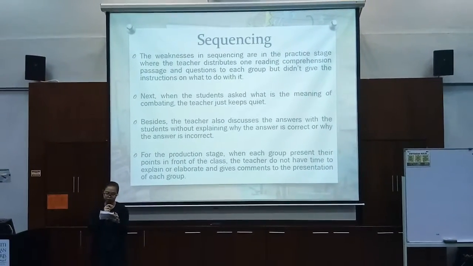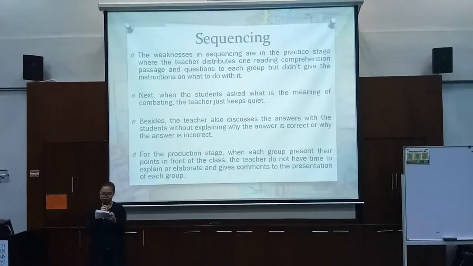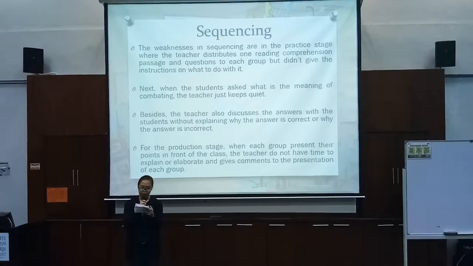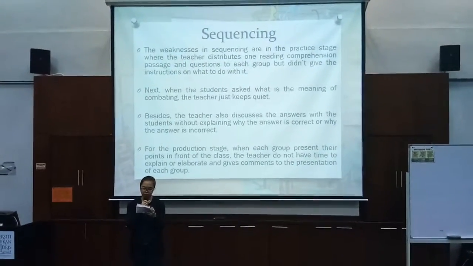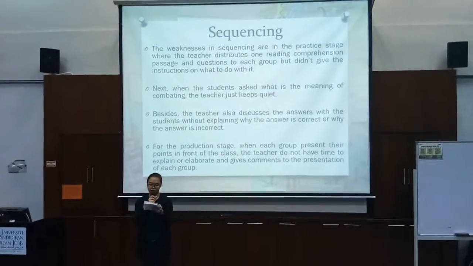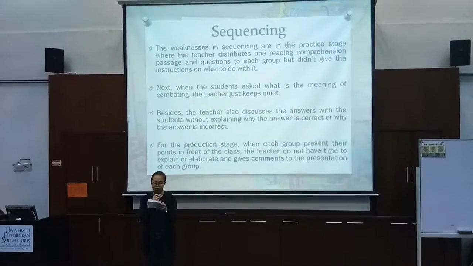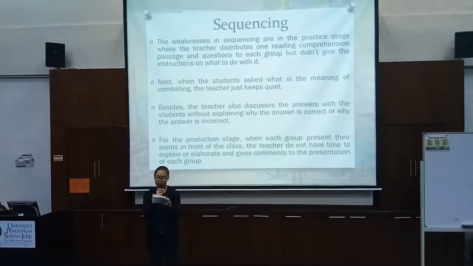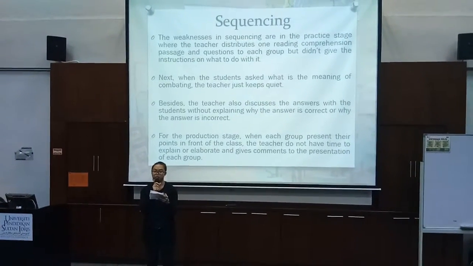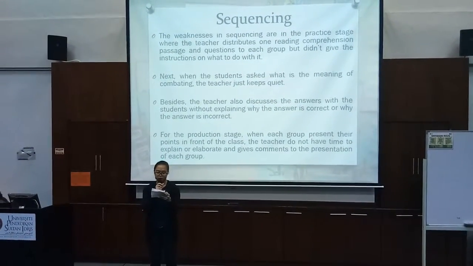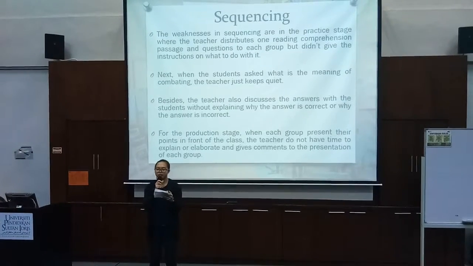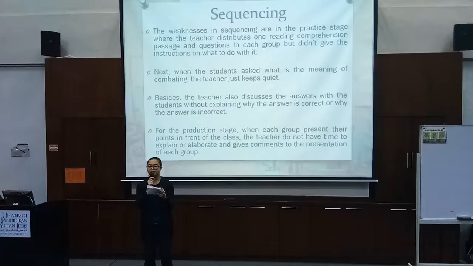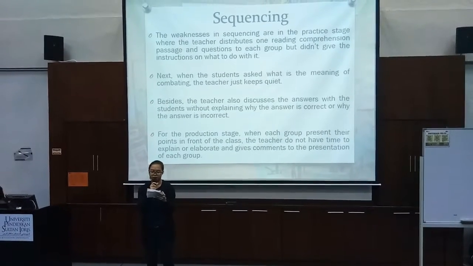Next is the sequencing. The weaknesses in the sequencing are in the practice stage, where the teacher distributes one comprehension passage and questions to each group, but didn't give the instructions on what to do with it. And then, when the students ask what is the meaning of combating, the teacher just keeps quiet and ignores the student's question. The teacher also discusses the answers of the reading comprehension passage without explaining why the answer is correct or why the answer is incorrect.